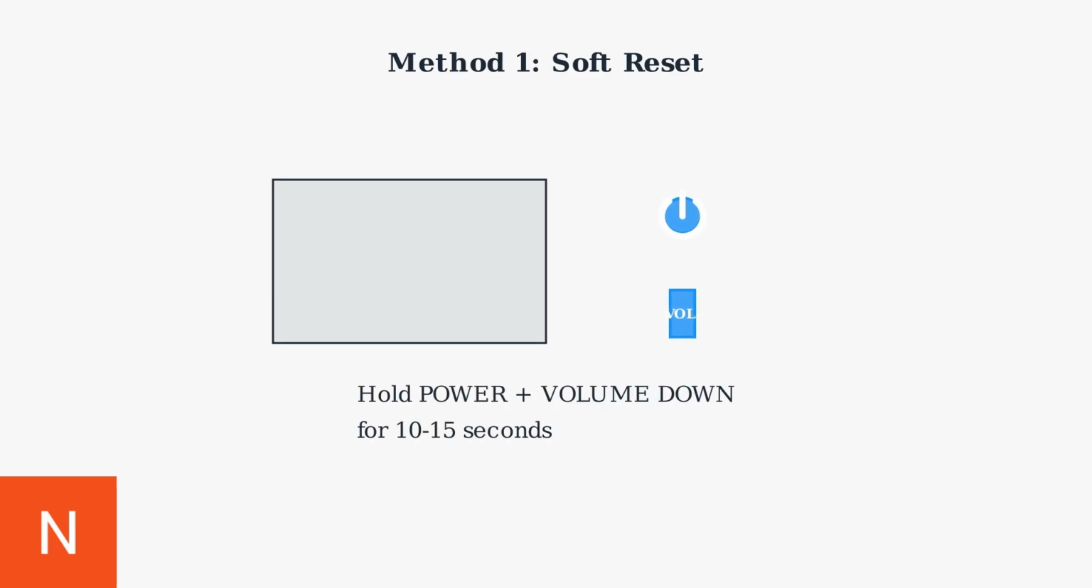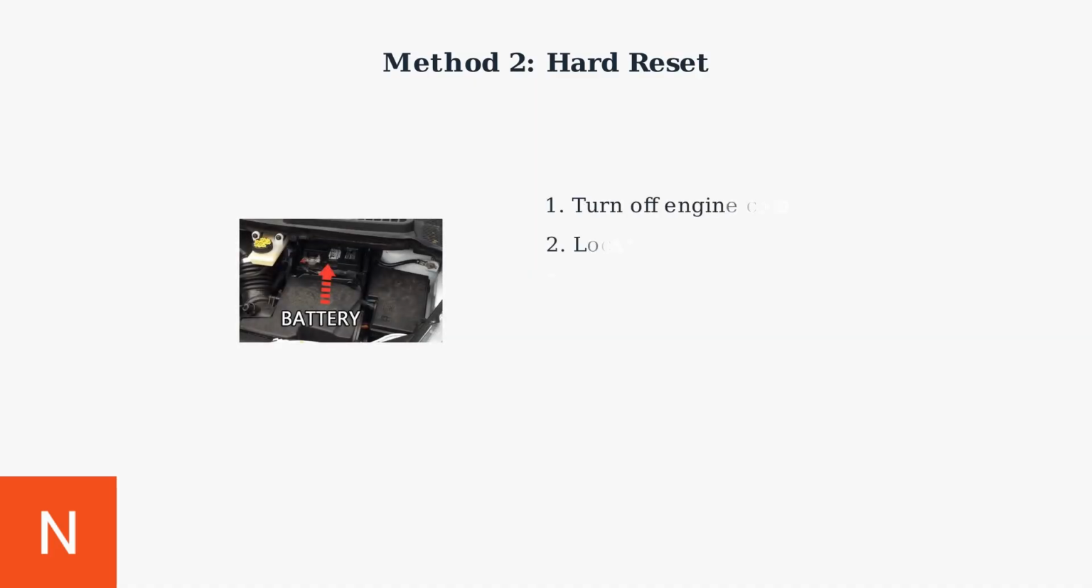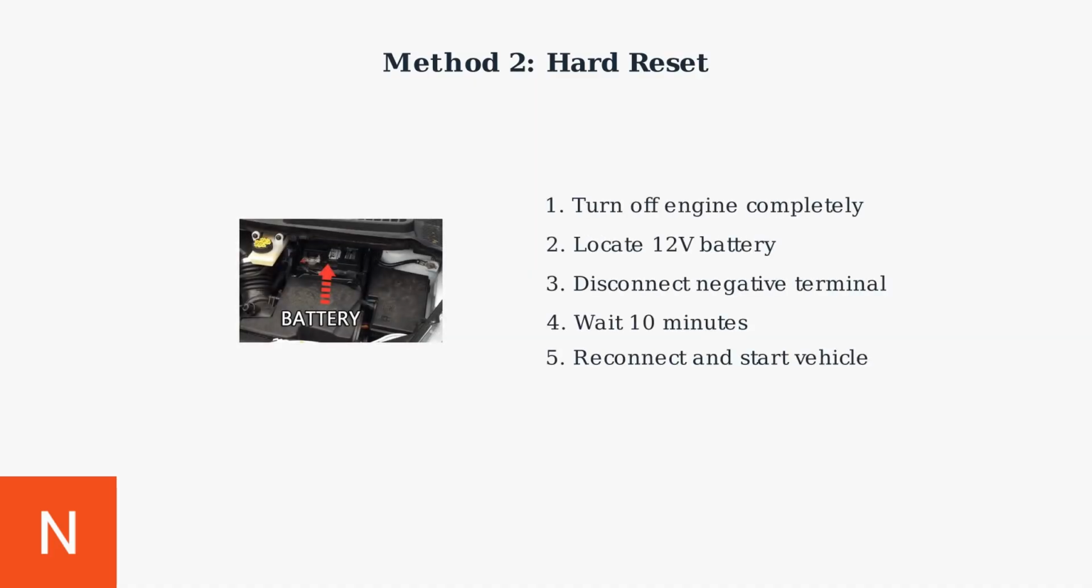Hold both the power button and volume down button simultaneously for 10 to 15 seconds. You'll see the screen go completely black. Then the Ford logo will appear as the system reboots. If the soft reset doesn't work, try a hard reset by disconnecting your 12-volt battery.